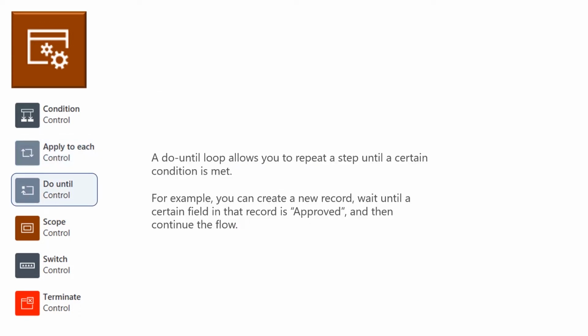Another type of loop is a do until loop, and that lets you repeat what's inside the loop until some condition is met. So as an example, you could create a record and then wait until some field in that record has some value, such as approved, and then continue the flow. So the do until is sort of like a wait until, in a way.